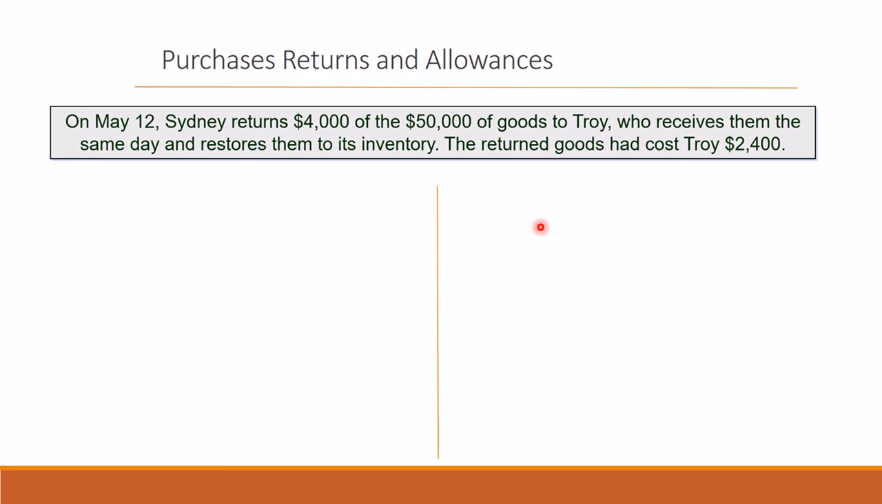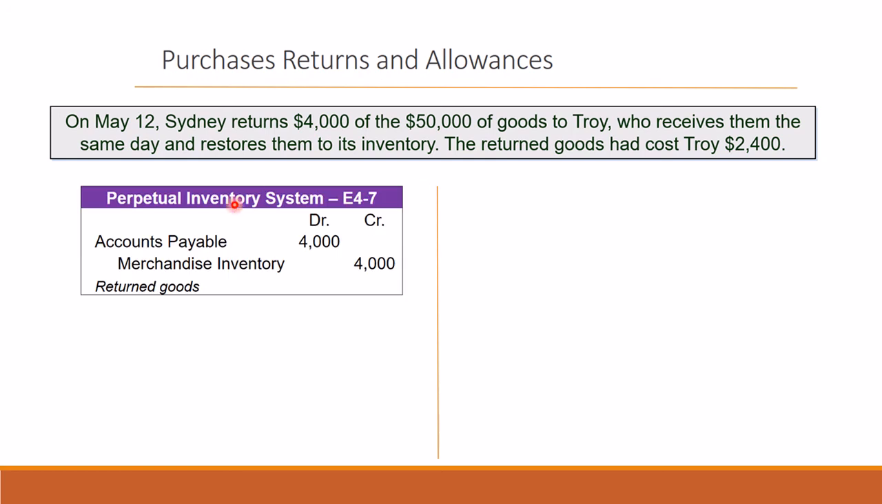A return, like in this scenario, on the other hand, refers to merchandise a buyer actually physically gives back to the seller. So let's take a look at how a purchase return would be recorded in a perpetual inventory system. What do you think the entry would be on May the 12th if Sydney returned $4,000 of the merchandise to its supplier, Troy? The entry would include a debit to accounts payable for $4,000 because we've got to reduce it. We're also crediting merchandise inventory for $4,000 to also reduce it.